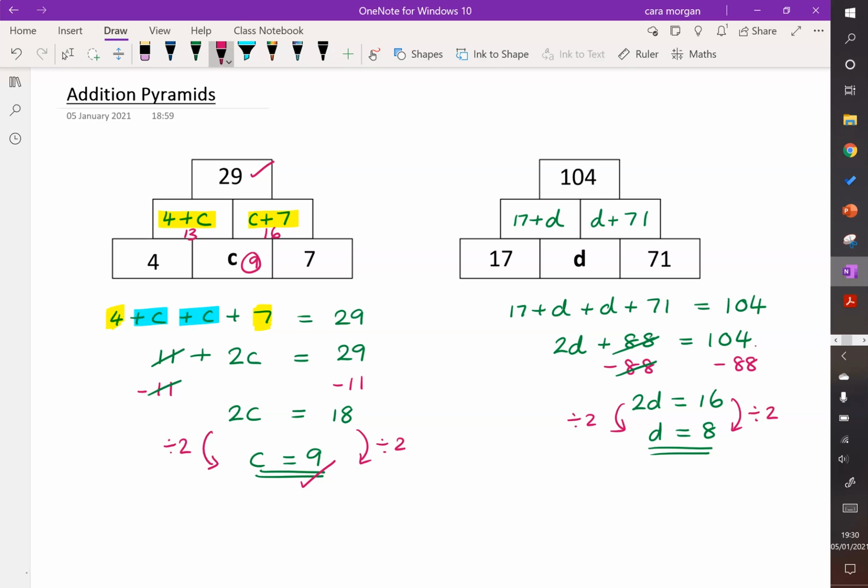I love solving equations, but I always want to know if I've done it right. So if D was 8, would that make everything work? Well, 17 add 8 would be 25, and 71 add 8 would be 79. And if I add 25 and 79 together, just double checking, 9 and 5 is 14, 7, 8, 9, 10 is 104. I know I've done it right.